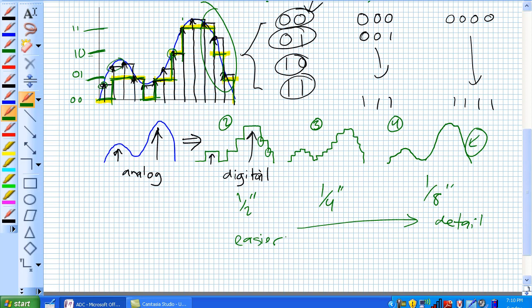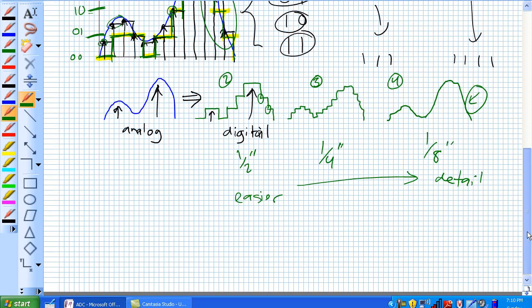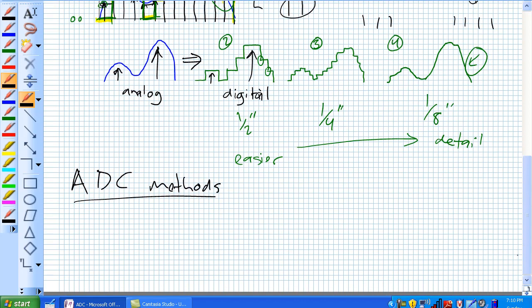So let's move on to the next section of this lecture, where we actually talk about analog to digital conversion methods, of which there are 4 main topologies or methods. It's just a fancy word for methods. The first one is flash, which is different from flash memory. This is also called simultaneous.